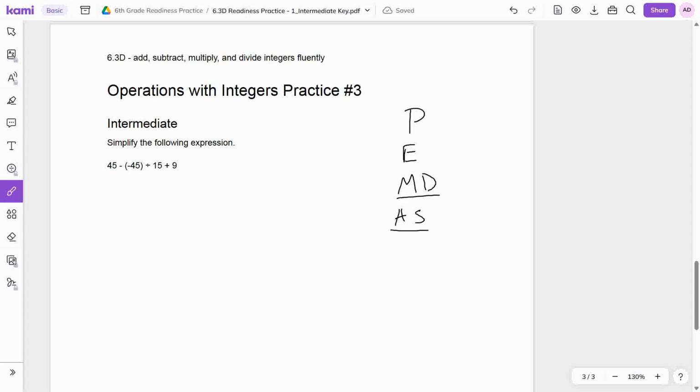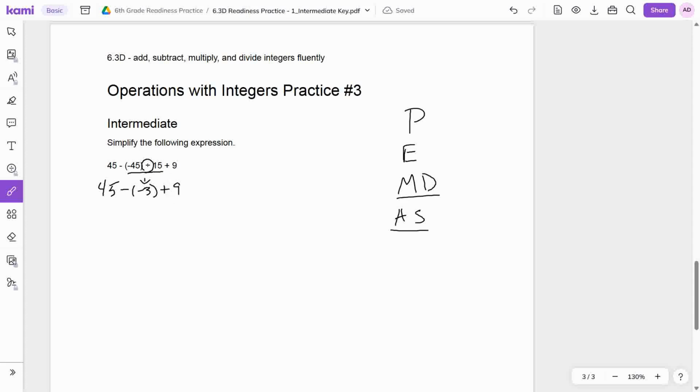So we have 45 minus, and then we get a negative. We have a divide, and then we have a plus. We need to take care of this division first. Okay, so 45 minus. Now I've got negative 45 divided by 15. Well, think of that like 45 divided by 15, then it's going to end up being a negative. So how many 15s go into 45? 15, 30, 45. It's just 3. So these two collapse down into a negative 3, and then plus 9.